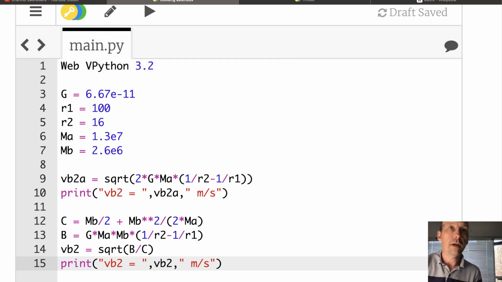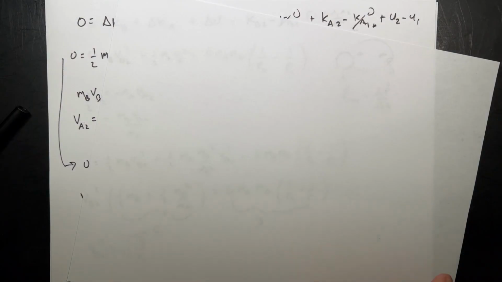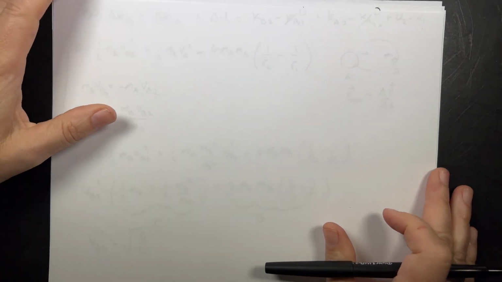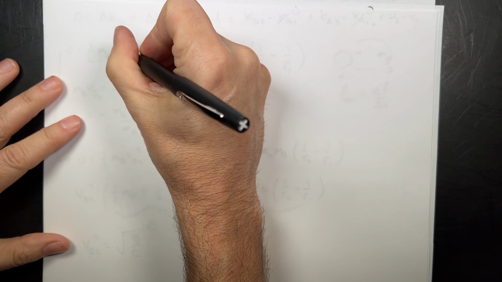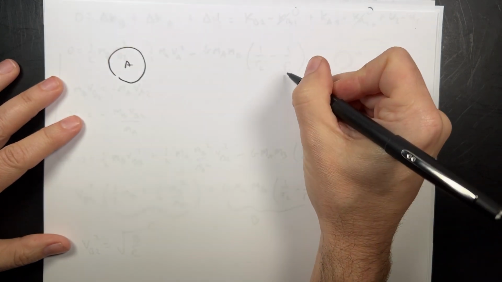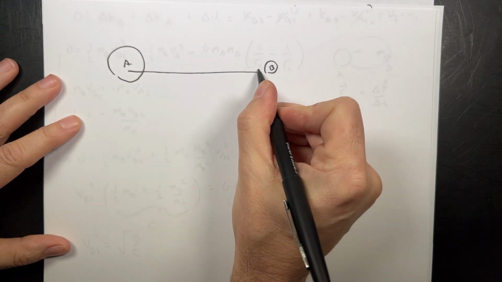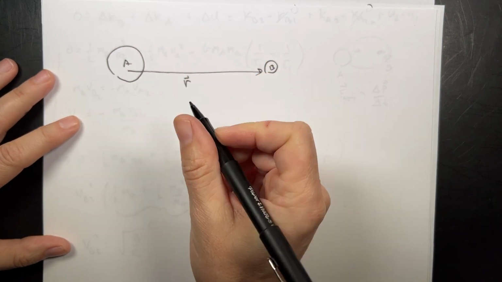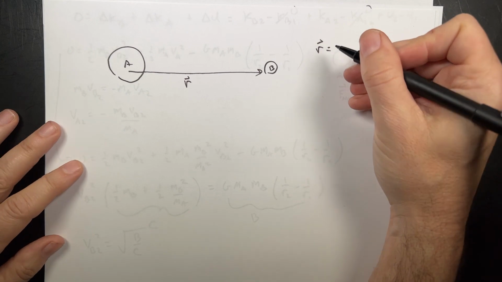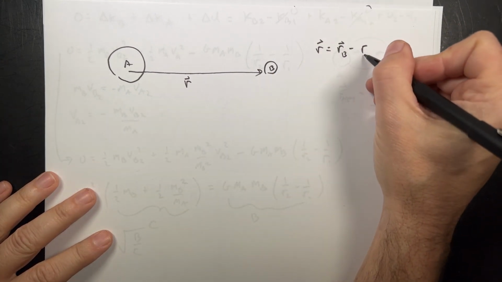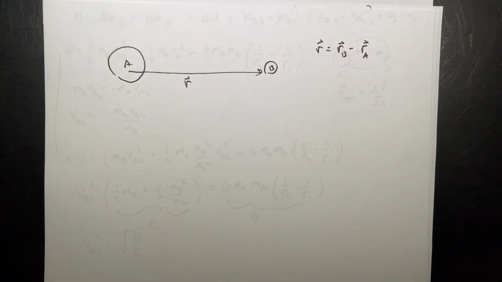Okay, so overhead right here. So here's what we're going to do. I like my paper to be straight. So here's A, and here's B. I'm going to calculate the vector R, like that, where R is going to be the position of B, R_B, minus position of A, right? Because I'm going to do it in one dimension. It's going to be in one dimension, but it doesn't have to be.